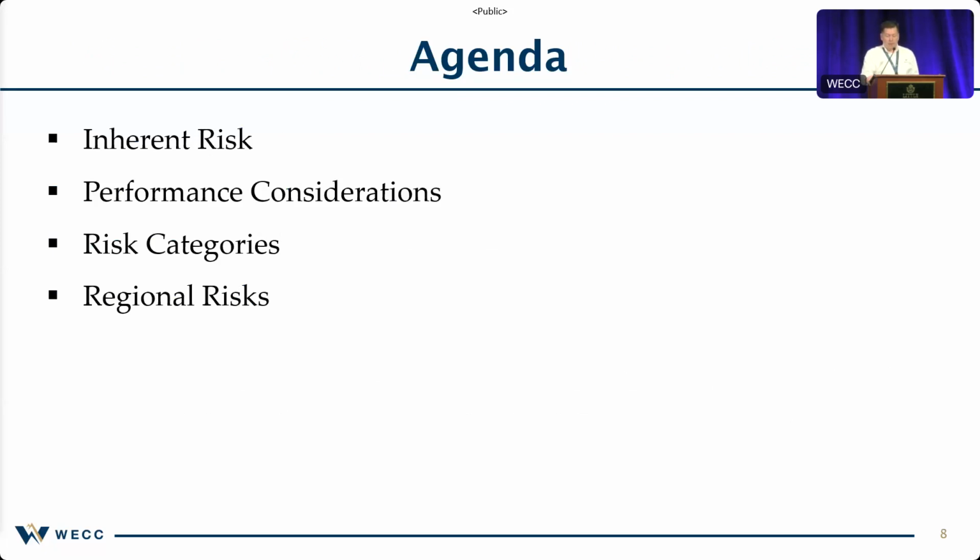We're going to look specifically at how the oversight planning team identifies inherent risk that an entity poses to the bulk electric system. We'll discuss considerations for entities' performance with addressing and mitigating risks and how combined with the inherent risks, the risk categories are assessed. And finally, we will discuss how the oversight planning team uses regionally identified risks.